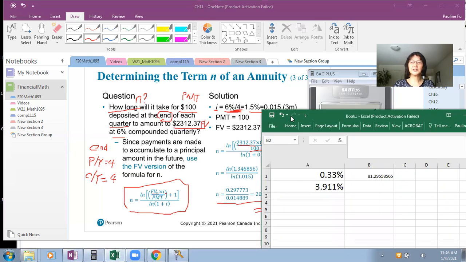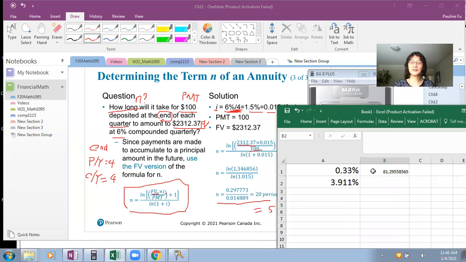The third method, I'm going to use Excel. Okay, so I'm going to do the calculation here. Type in equal, interest rate. It is the RATE function. No, this is not RATE. We are calculating term N. So the function for term N is NPER. So we are going to use the NPER function.